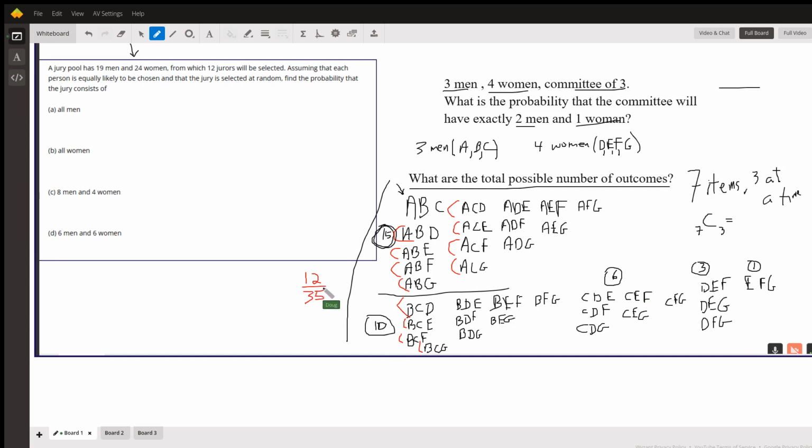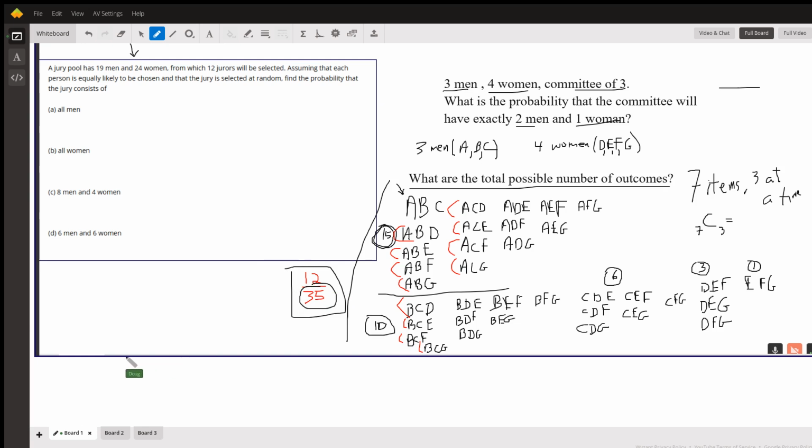That's the denominator. Now, I've checked in red the committees that have 2 men and 1 woman. How many are there? 1, 2, 3, 4, 5, 6, 7, 8, 9, 10, 11, 12. So the probability is 12 over 35.